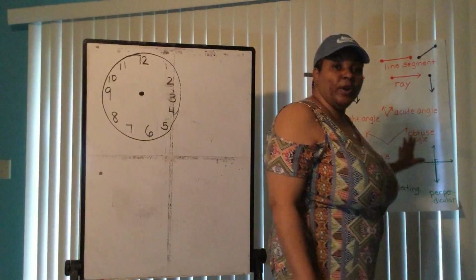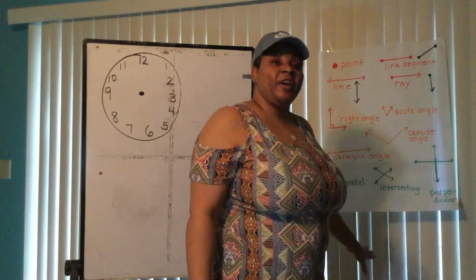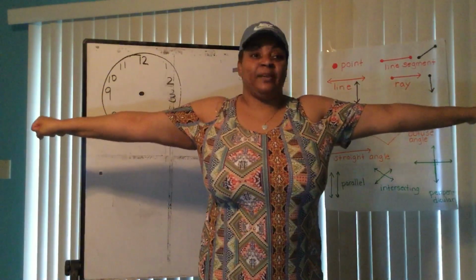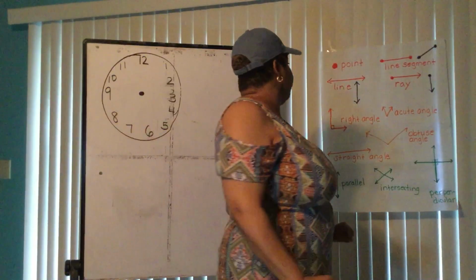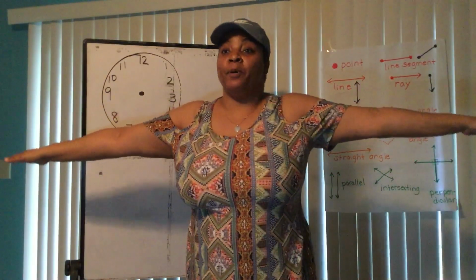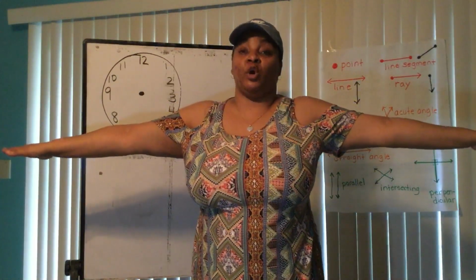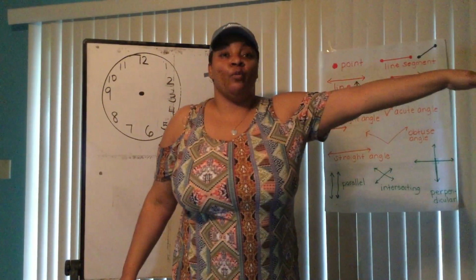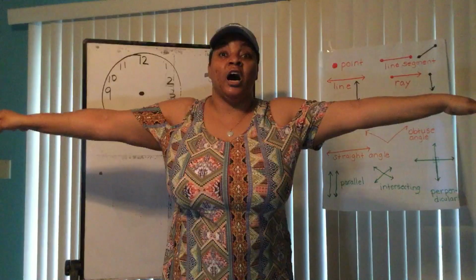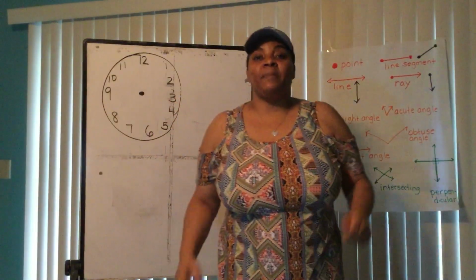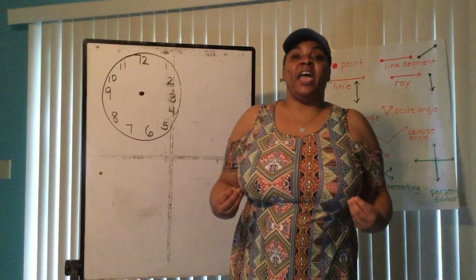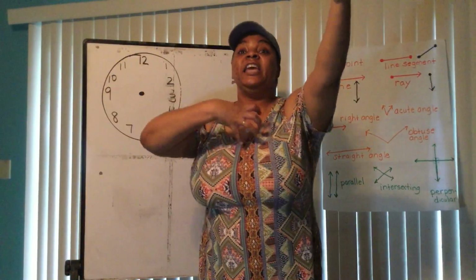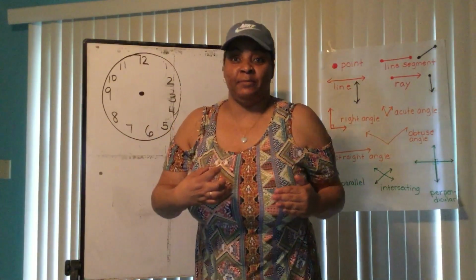So I want to do a quick review using our anchor chart. Get ready. Point. Line segment. Stop. Line. Keeps going in both directions. Keeps going in both what? Directions. I've got a ray. Keeps going in one direction and stops in the other. Then I'm moving on to my angles. I know I have an angle when two rays come together and share a common endpoint, meaning the same endpoint.